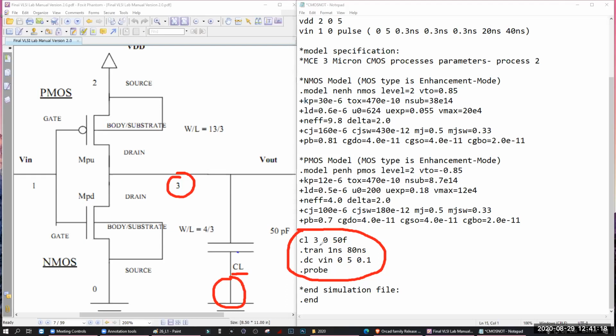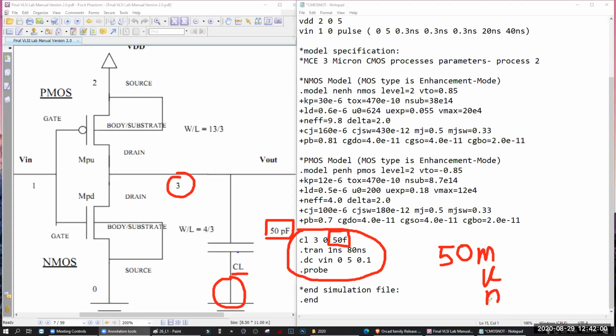So 3, 0. What is the value of the capacitor? Here there is a mistake. Here it is 50 picofarad. We have written 50 femtofarad. You can write 50P. By the way, if you write only 50, this is farad. If you write small m, this is millifarad. If you write U, it is microfarad. If you write N, only N, nothing else. No farad required, no capital F required.